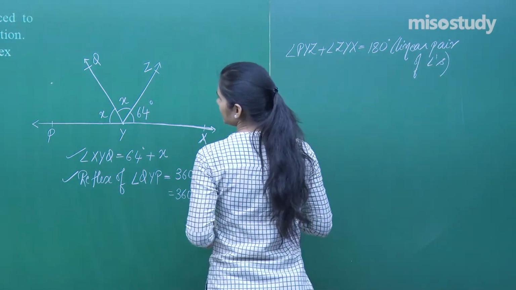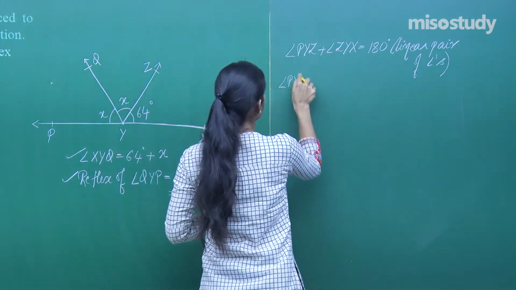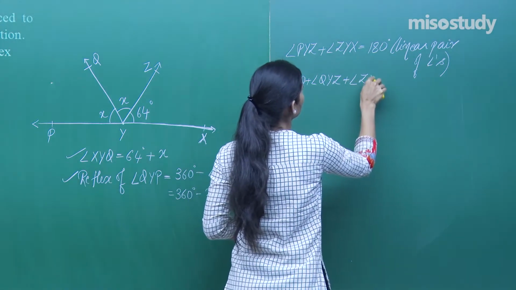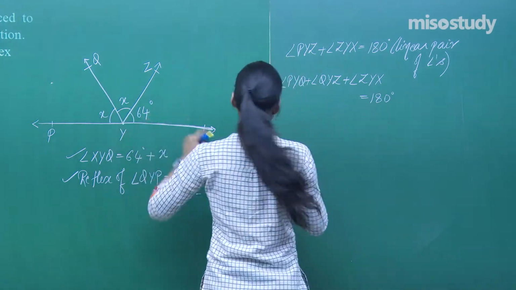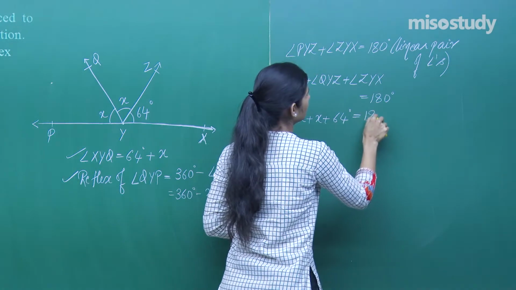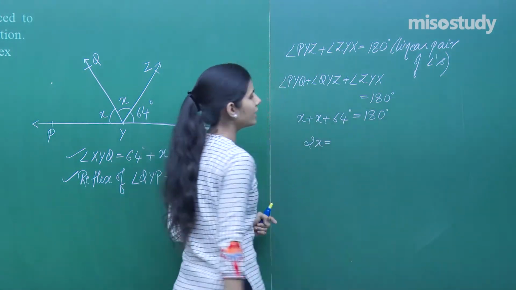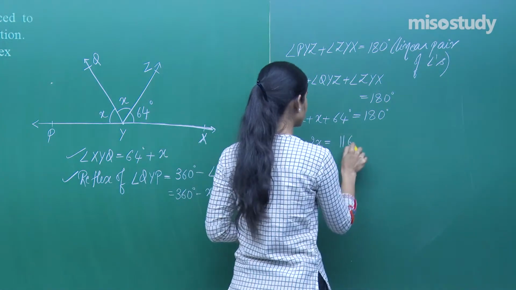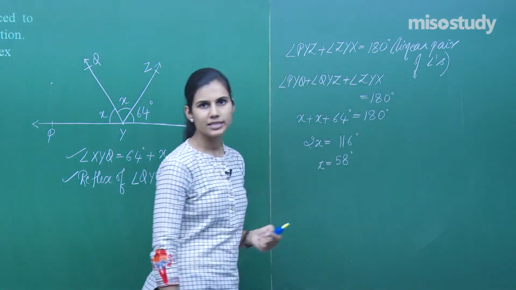But PYZ is equal to PYQ plus QYZ. This is X plus 64. Fine. That is 2x is equal to 180 minus 64, that is 116. So, x is equal to 58, 116 upon 2.